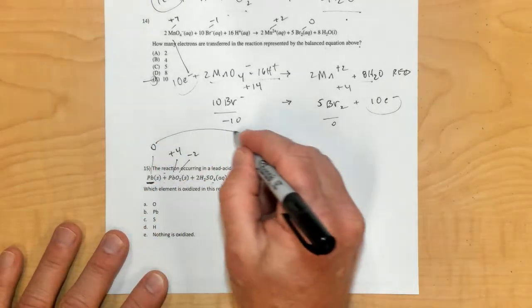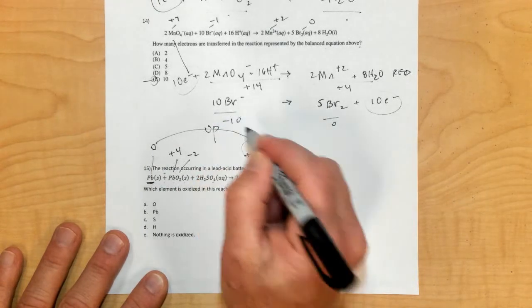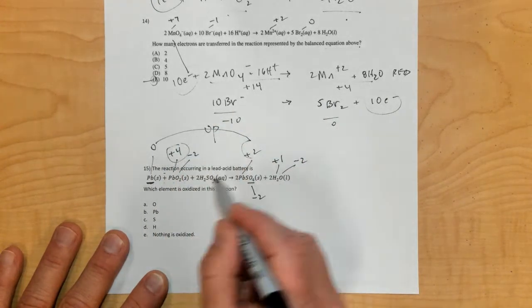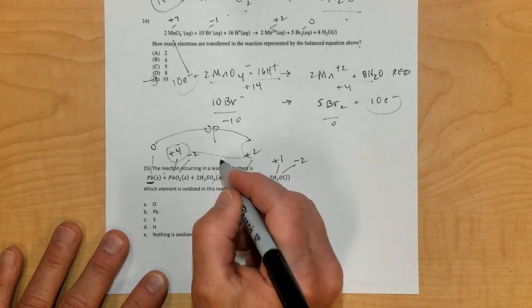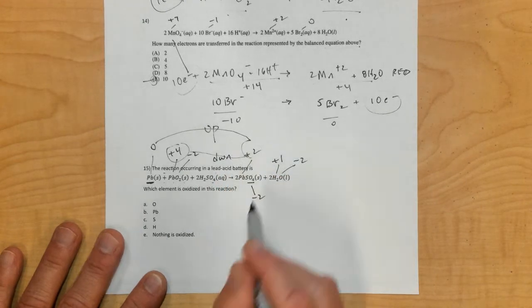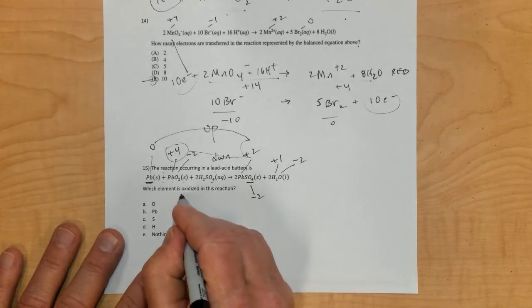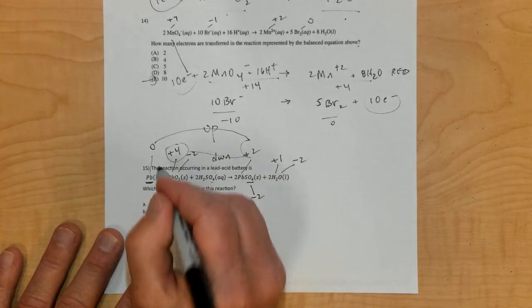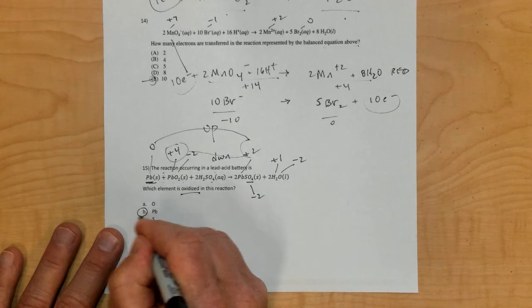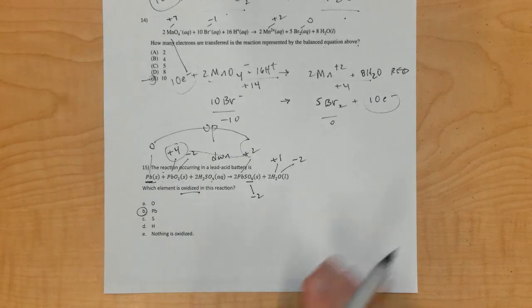So lead is going from 0 to positive 2, so it's going up in charge and therefore is oxidized. And this lead is going from positive 4 to positive 2, so it is going down in charge, and so it is reduced. So it asks which one is oxidized. So the one going up in charge would be Pb right here, which is letter B.